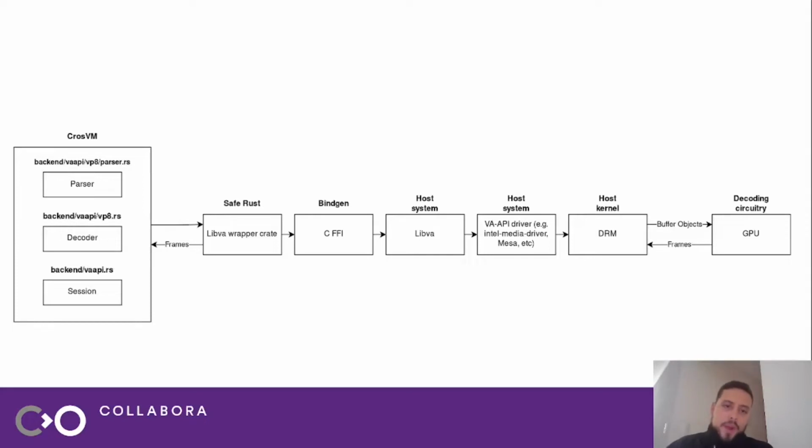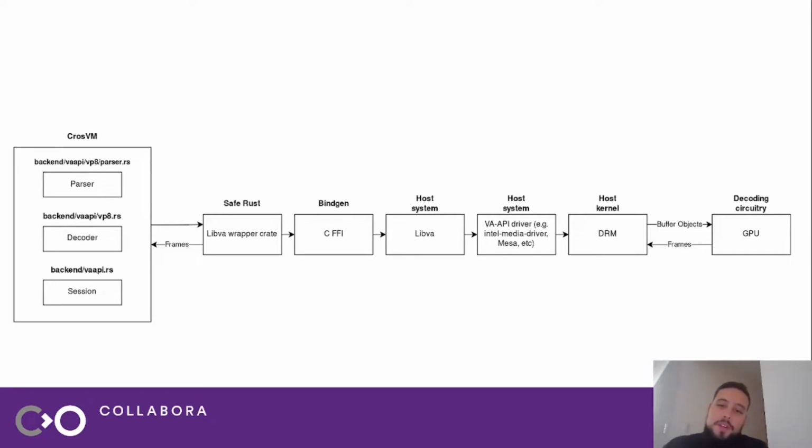And this wrapper crate will talk to some bindgen generator, and bindgen is a Rust tool that generates FFIs. So it'll talk to this binding generated CFFI, and then by calling into these functions it will call into libva, the libva library that's located on the host, and the library will call into the VA API driver.